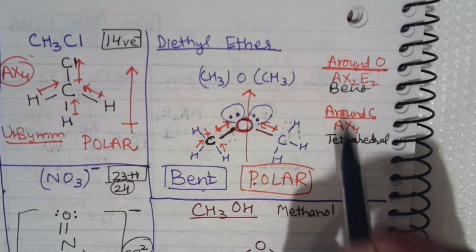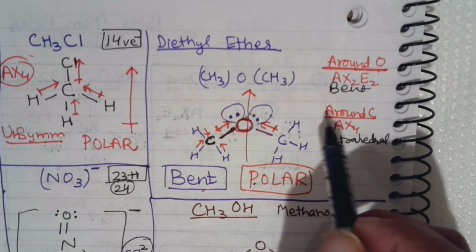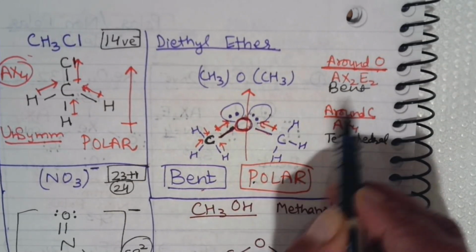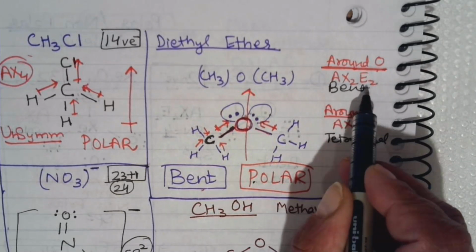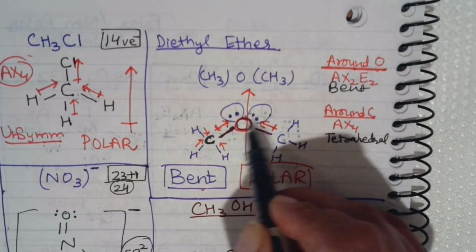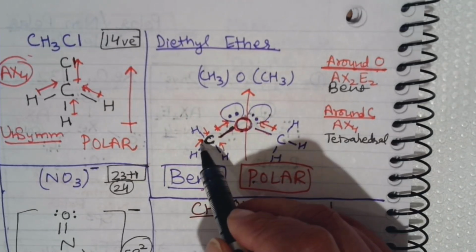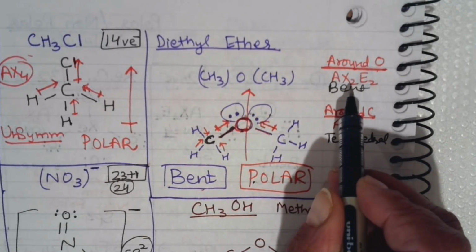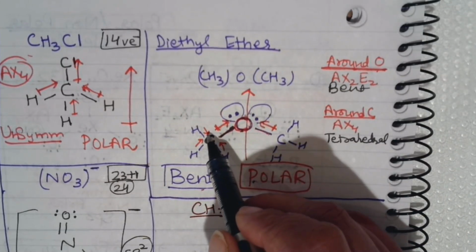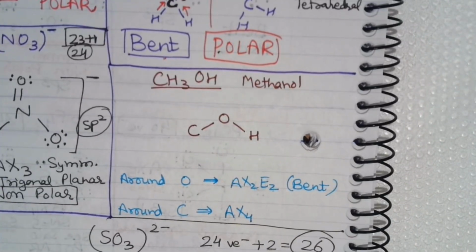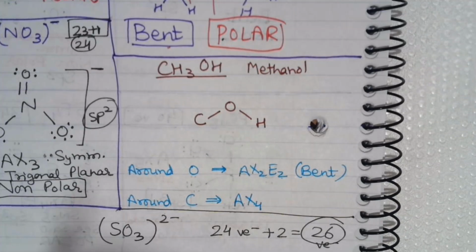So we have 2 different geometries here, and the AXE formula around the oxygen is AX2E2, so that would be steric number 4. So this would be sp3 hybridization, and this one would be sp3 hybridization as well. Okay, next we have methanol, right?